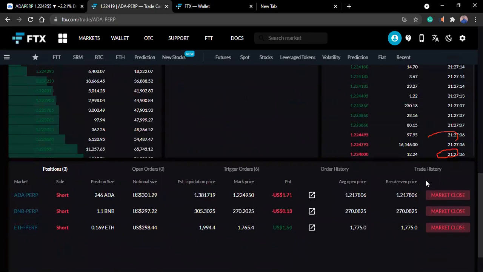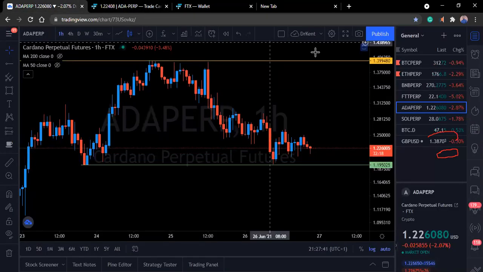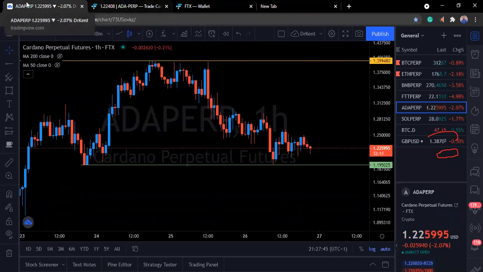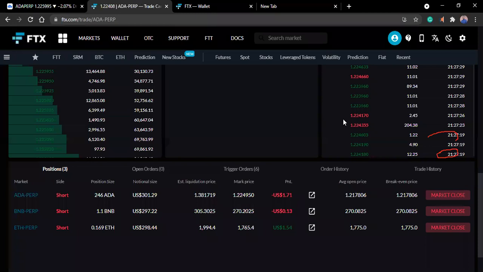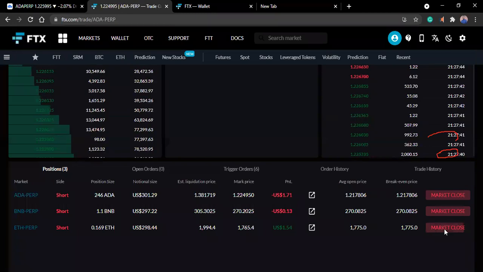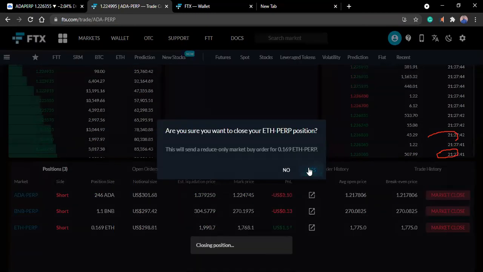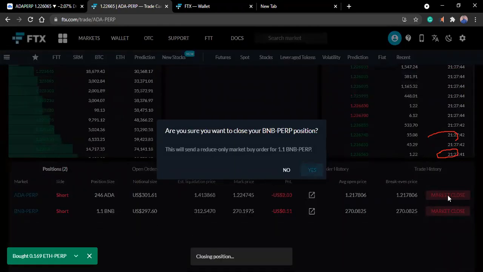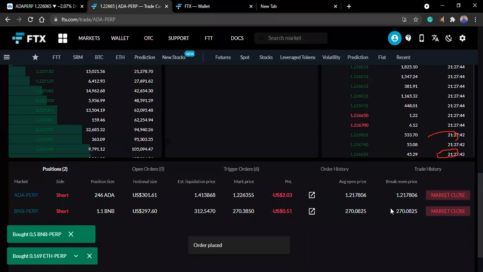So let me close all of them because right now I actually don't believe this market is willing to go down. The market is tired, you know. So it doesn't make sense to be shorting now. So I get out of all these trades, just for demonstration purposes. So get out.